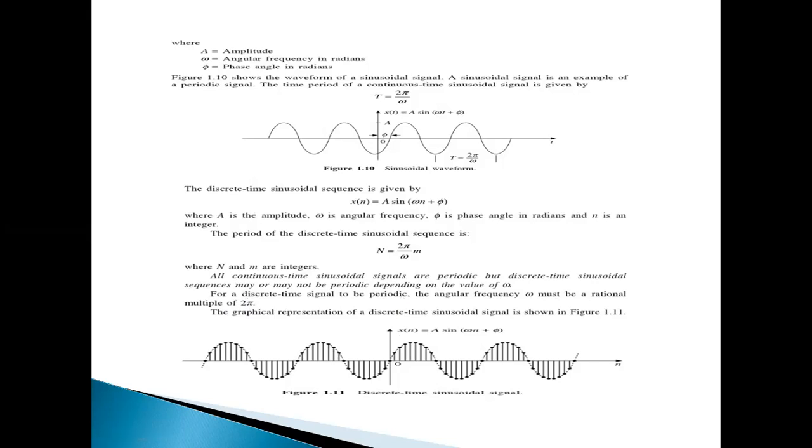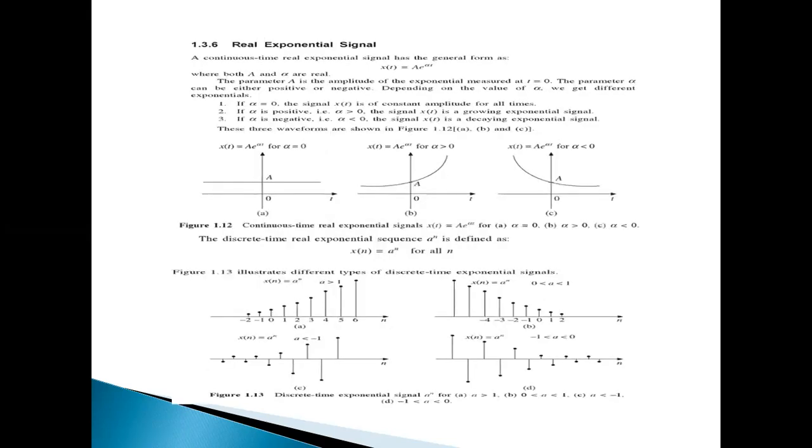Understood, my dear students? The sinusoidal signal is x of n equals A sine of omega n plus phi, where phi is the phase angle, omega is the angular frequency and A is the amplitude. Okay, coming to the next, the sixth one, the real exponential signal.